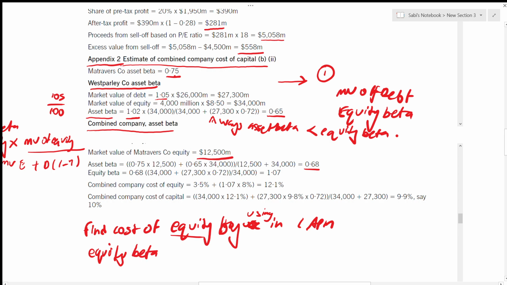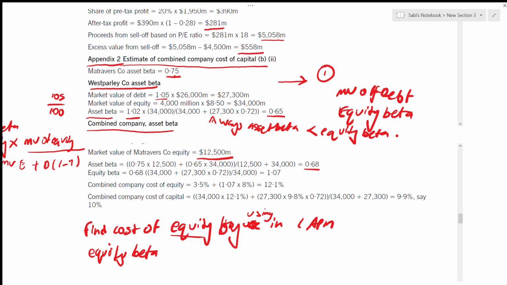And how will you find equity beta? By using asset beta, right? After asset beta, next comes equity beta. After equity beta, next comes cost of equity. After cost of equity, next comes cost of capital. This is the way. It's always this way only. Your question numbers will be different, the scenario will be different, but the pattern, the way it goes, will be the same.